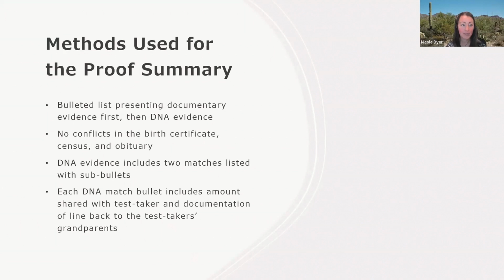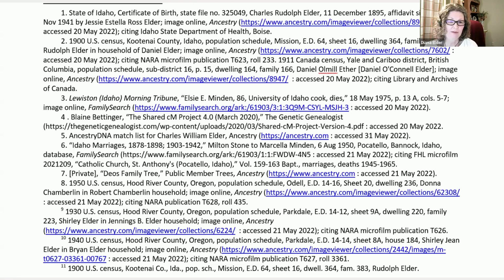Okay, are there any comments or questions about proof summaries with DNA? Yes, we do have a question. So if you can go back to your previous slide, and we're looking at citation 5. And the question is, people can't see your match list unless it's shared with them. So how does that prove anything? Just saying AncestryDNA match list for Charles. Right. Yeah. So that is a challenge.